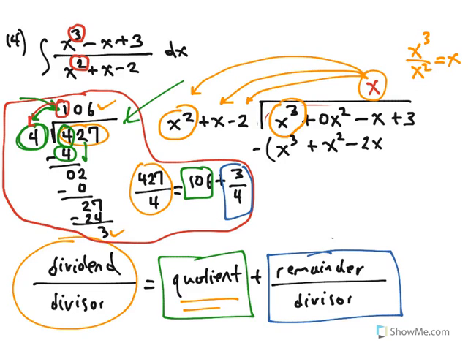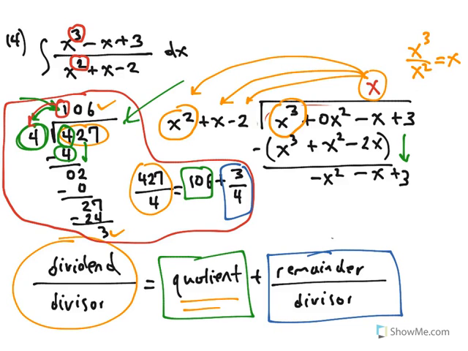And then you're going to subtract, just like we did with integer division. So when you subtract like terms, you have negative x minus negative 2x, or negative x plus 2x, which is negative x. And then you have 0x squared minus x squared, which is negative x squared. And then you have x cubed minus x cubed, which is 0. And just like you did with integer division, you're going to bring down the 3 here.